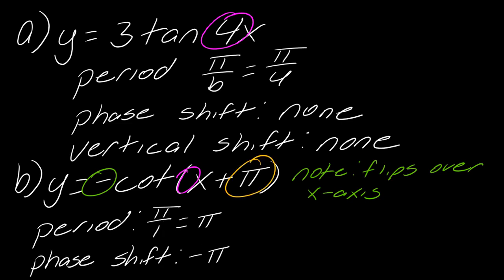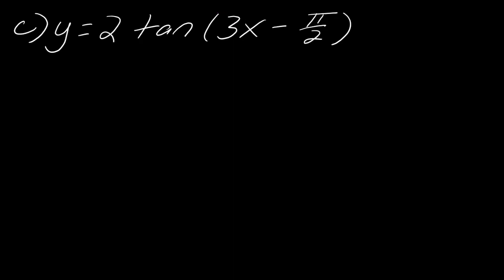And then for my phase shift, again, that's whatever is being added or subtracted to the x, as we see here. So my phase shift will actually be negative pi, or we could say pi to the left, tomato, tomato. And then there's no number outside of this function, so at the moment we still have no vertical shift. Okay, so let's keep going with this.